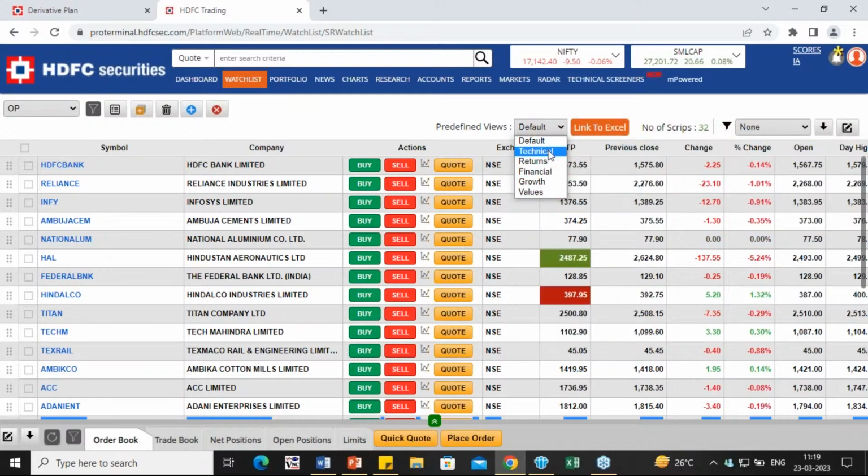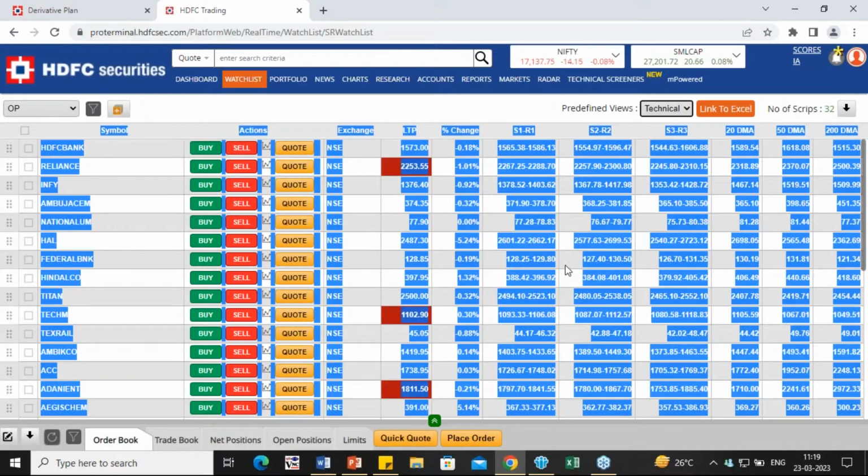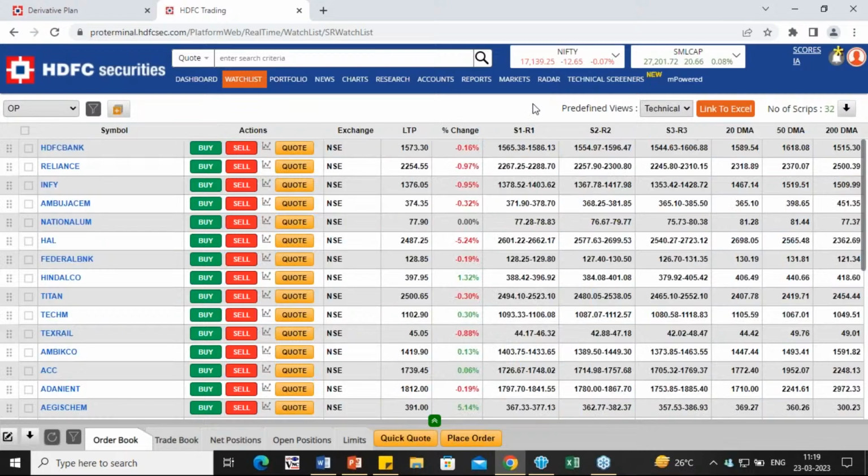If you want to see technicals of your company or your favorite scripts, just click over the technical. It will give you all the levels. For those doing day trading, it gives you S1, that's support one, resistance one, support two, resistance two, 20 days moving average, 50 days moving average, and 200 days moving average. Basically giving all the levels in the watchlist itself, so you don't have to go to the charts and plot all the lines, wasting time, right? So basically, it's giving all the information on a single screen.